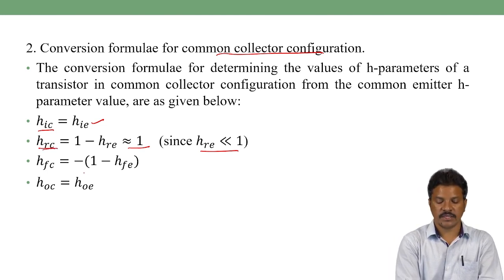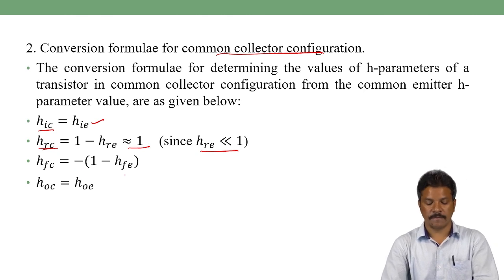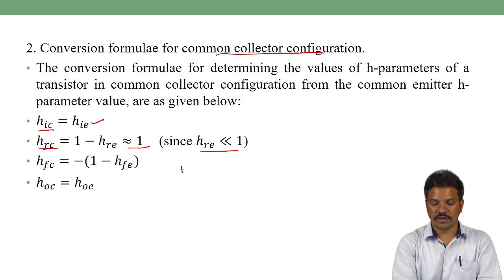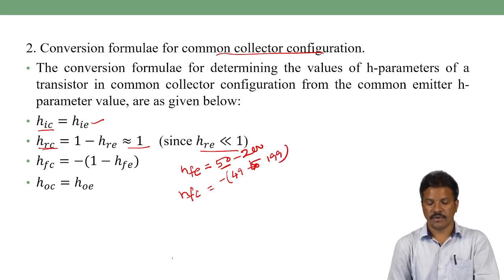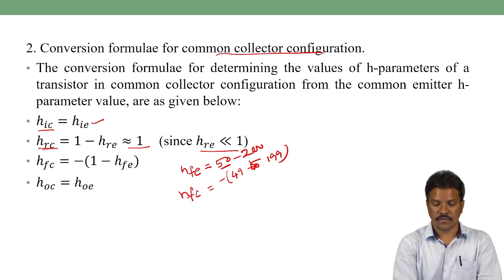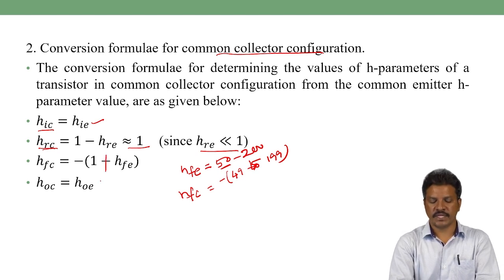And HFC, which is nothing but minus 1 plus HFE. In common collector configuration, what is the range of HFE? For example, what is the average value of HFE? For example, 50 to 200. So then what is the value of HFC here? Minus 1 minus HFE. For example, 1 plus HFE is nothing but 51 to 201.